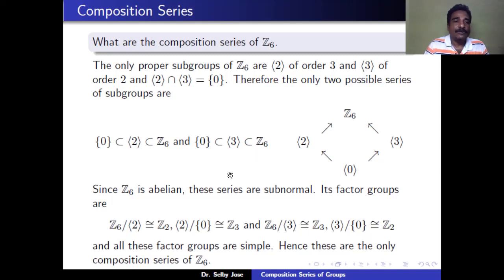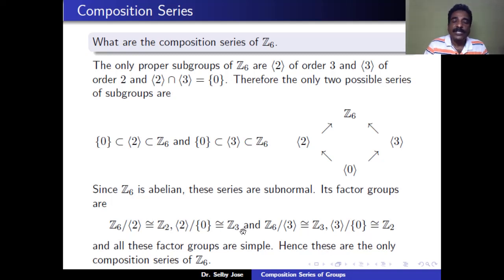And what about the factor groups? The factor groups in the first series: Z6 mod the cyclic subgroup generated by 2 contains only 2 elements, so it is isomorphic to Z2. And the subgroup generated by 2 mod 0 contains 3 elements, so it is isomorphic to Z3. And in the second case, Z6 mod the subgroup generated by 3 contains 3 elements, so it is isomorphic to Z3, and the cyclic group generated by 3 mod 0 contains 2 elements, so it is isomorphic to Z2.